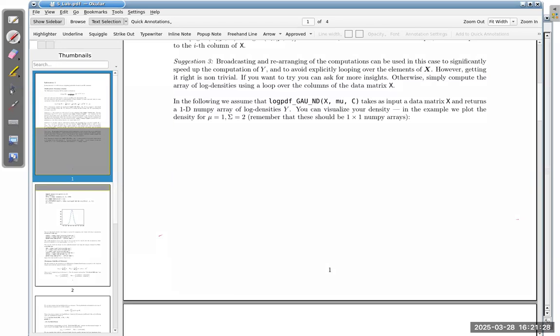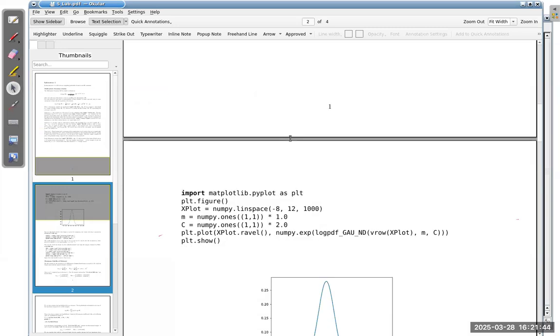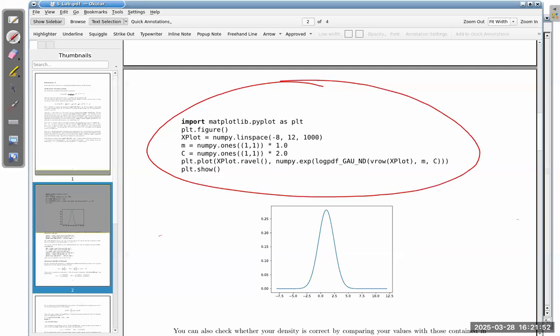Now, once you have written this function, which for the following assumes that you pass a data matrix X and returns a one-dimensional array of log densities, you can try to see if your implementation is correct by using it to visualize the density and comparing it to solutions that you have online for a given set of parameters. The first step is we plot the density of a univariate Gaussian with mean 1 and covariance 2.